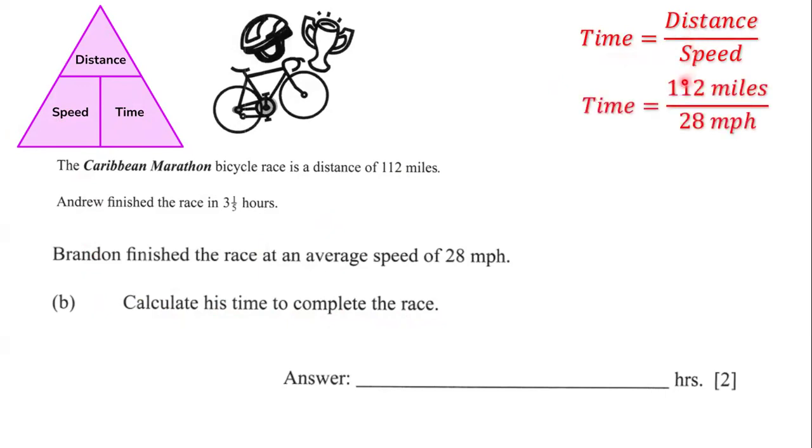What is the distance? The distance is still 112 miles. And what is the speed? Well, the speed is 28 miles per hour, as we see right there. And so the time is going to be 112 miles divided by 28, which is going to give us 4. And so the time is definitely 4 hours. It says calculate his time to complete the race. That's the time he took to complete the race, 4 hours.